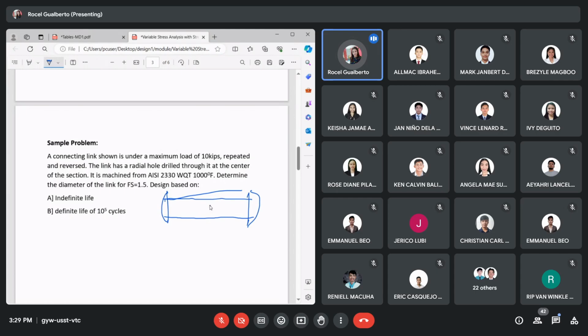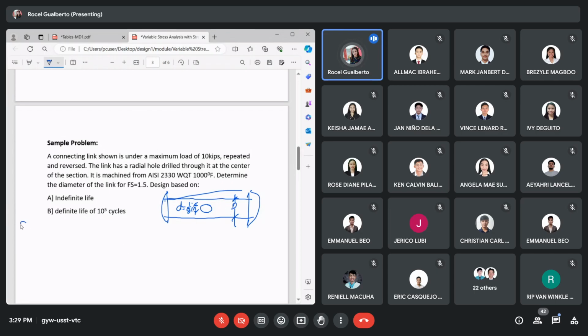Tapos, meron po siyang hole sa center. Okay? So, the diameter of the link, this is defined by a big letter D. So, that's the diameter. Whereas, for the hole naman po, yung diameter po ng hole, say 1/8 inch. Okay, this is given po. The diameter of the hole, 1/8 inch. So, this is now yung atin pong illustration. So, ang hinahanap po natin, what should be this diameter? Okay, itong entire diameter ng link po natin.